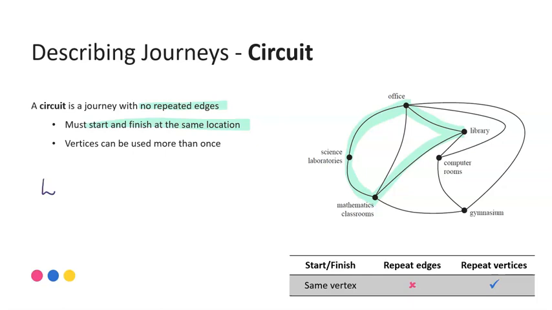Again, if I'm noting them down: library, maths, science, office, and back to the library. I should be noting that the start and the finish vertex are the same and nothing is repeated in the middle, no combination of repeats. And we do have that closed off loop. So that's our circuit.